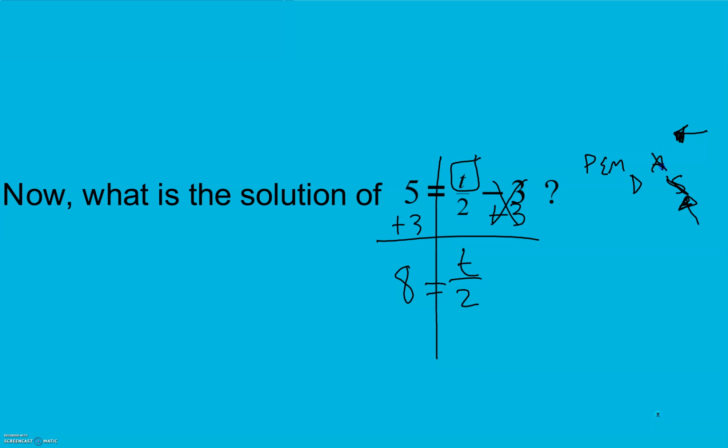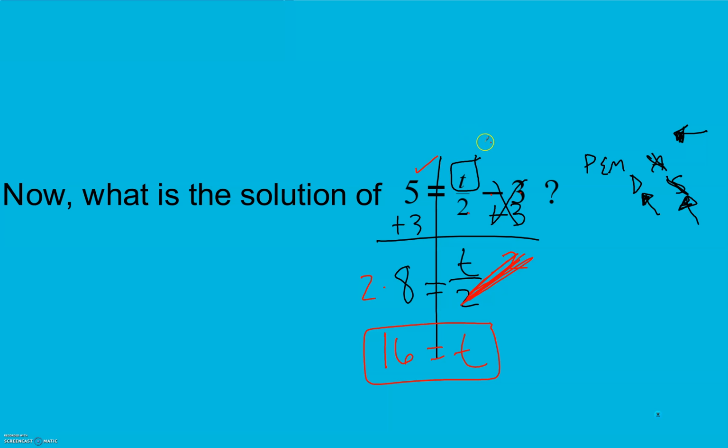Now, I did my subtraction. I have no addition. I can get rid of my division. I get rid of division by multiplying, and I'm going to multiply both sides by 2. 2 divided by 2 is just 1 times t gives me t. That's perfect. And again, whatever I do to one side of my equation, I've got to do to both. So I get 16 equals t. If we plug it back in, 16 divided by 2 is 8 minus 3 does give me 5. So we are good to go there.